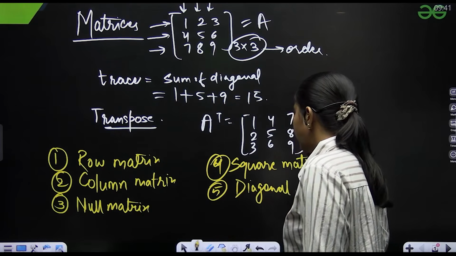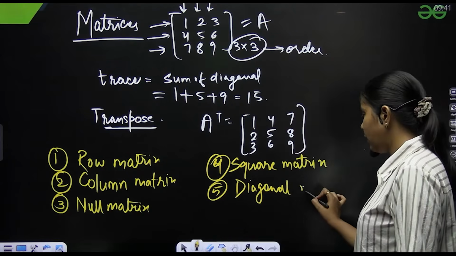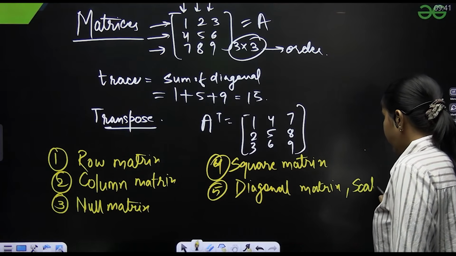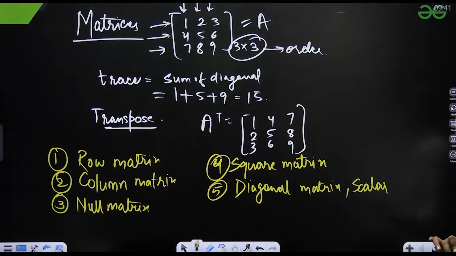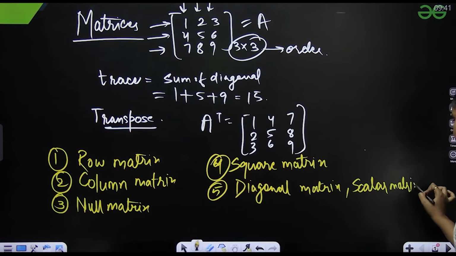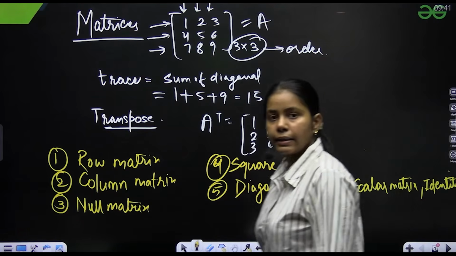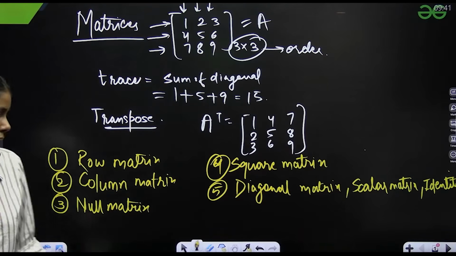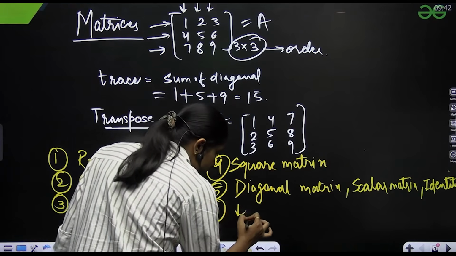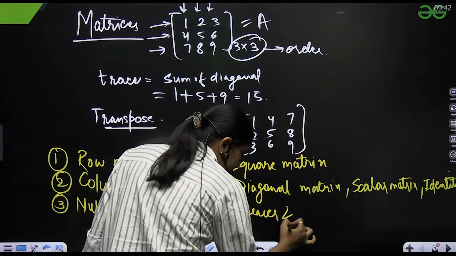Diagonal matrix, in which we have non-diagonal entries 0. Then we discussed the scalar matrix. If we have the same value on all the diagonal entries of a square matrix and all non-diagonal entries are 0, then it becomes a scalar matrix. And then we discussed the identity matrix, in which all the diagonal entries are 1 and non-diagonal entries are 0. Then lastly we discussed the triangular matrix, lower triangular and upper triangular.